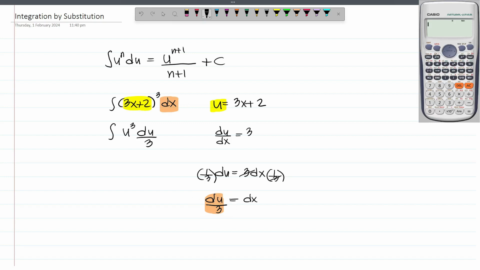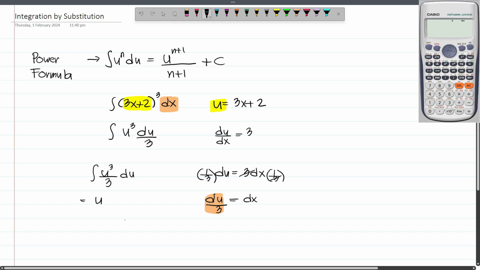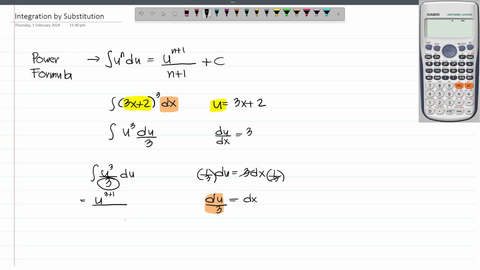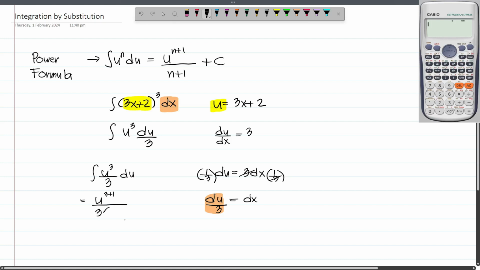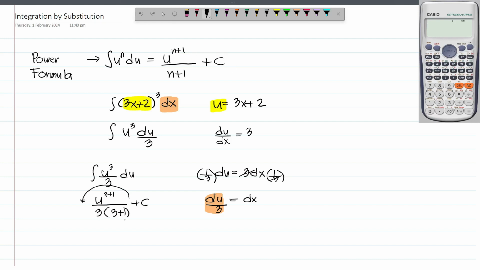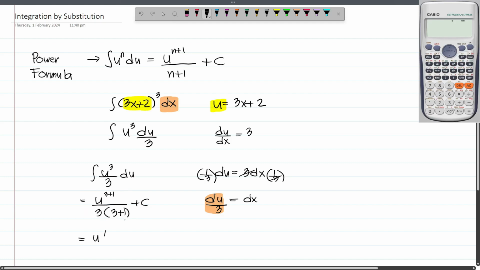Notice that this function is already integrable because we have our variable u and du, and we can apply the power formula. Let's rewrite this as the integral of u cubed divided by 3 multiplied by du. So we have u to the 3 plus 1 divided by 3 multiplied by 3 plus 1, plus C. Simplifying this further, we have u to the 4th divided by 3 times 4, which will become 12, plus C.